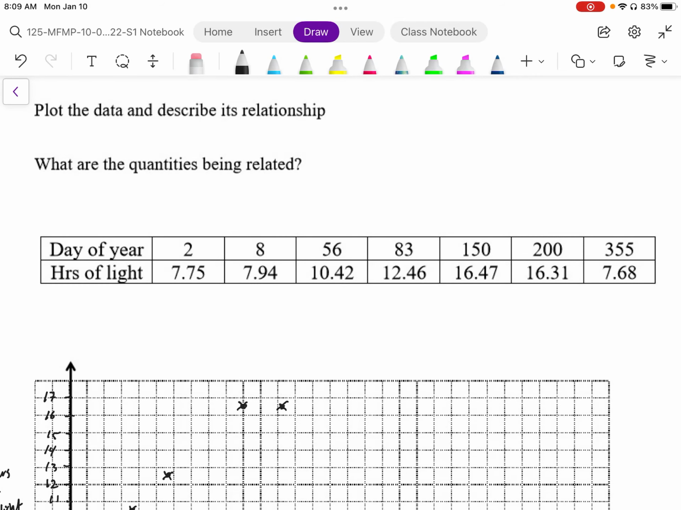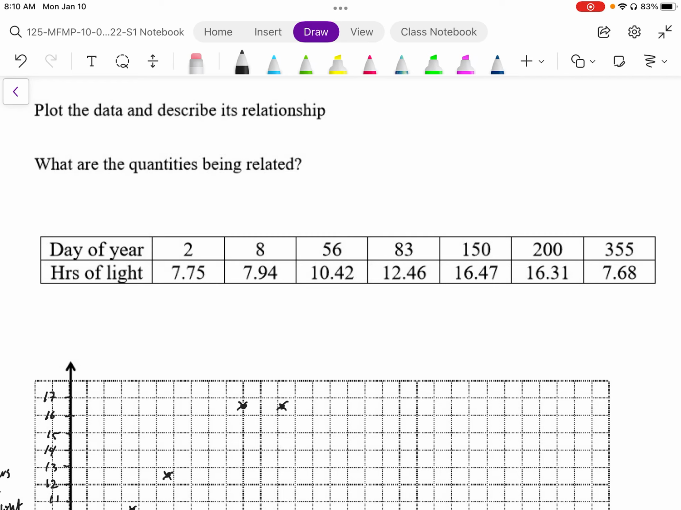In this problem, we've been given the daylight hours and the days of the year. So our dependent variable is the hours of daylight. This is for Vancouver. And on day two, for example, that would be January 2nd, we get about 7.75 hours of daylight. On January 8th, we get just under 8.